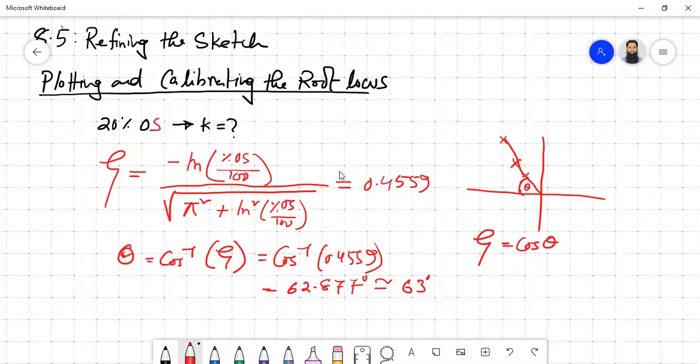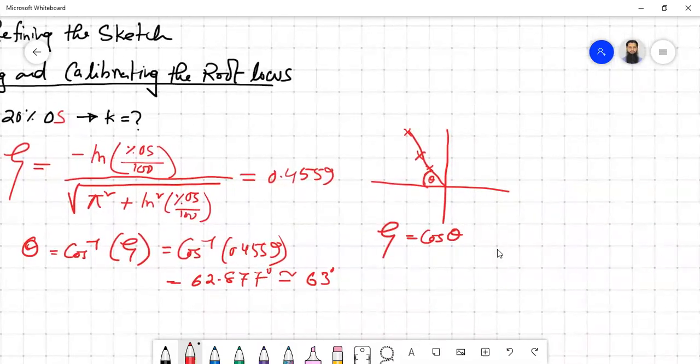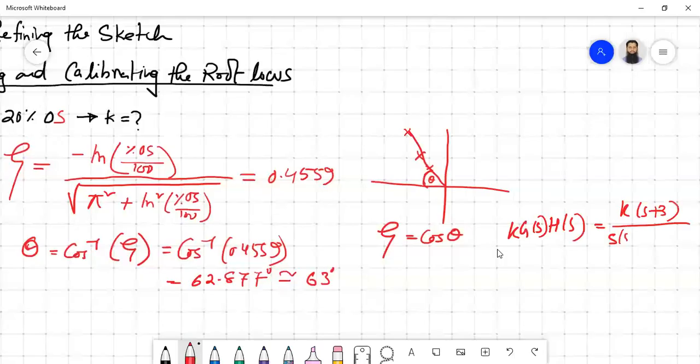Let us try. I haven't yet said the system. It is the system we already used in the last class: K G(s) H(s), one of the examples, K(s+3) over s(s+1)(s+2)(s+4).